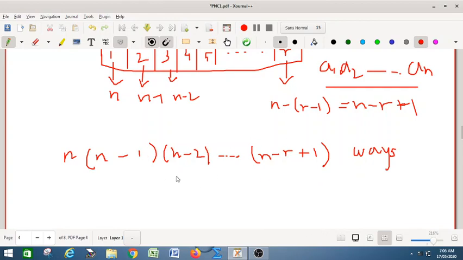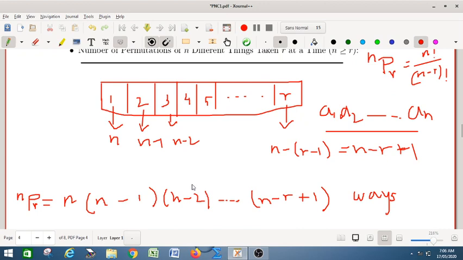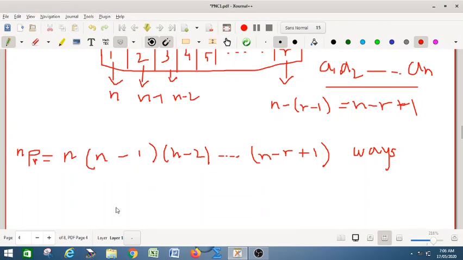So this is equal to nPr. This is the result actually: you are filling the first place in n ways, the second place in n minus 1 ways, and the rth place in n minus r plus 1 ways. So this is the product nPr, and this is nothing but this expression. It's very simple: n into n minus 1, and the last one is n minus r plus 1.